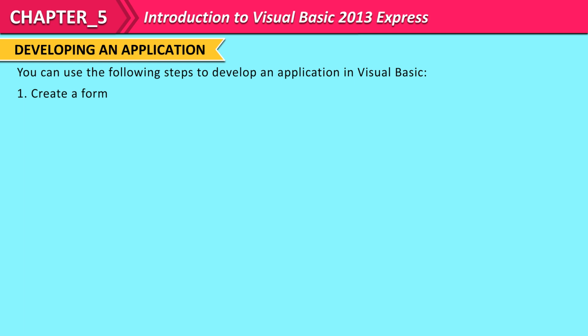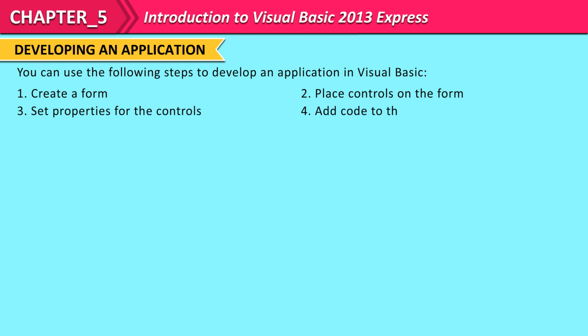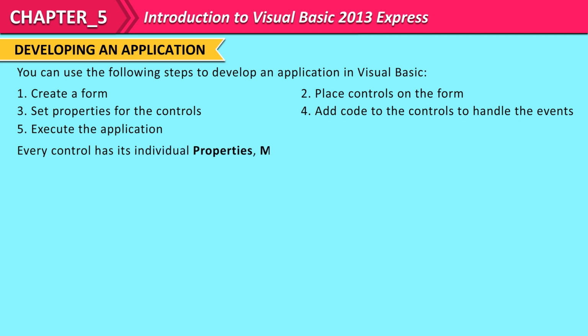Developing an application. You can use the following steps to develop an application in Visual Basic. First, create a form. Second, place controls on the form. Third, set properties for the controls. Fourth, add code to the controls to handle the events. Fifth, execute the application. Every control has its individual properties, methods, and events.